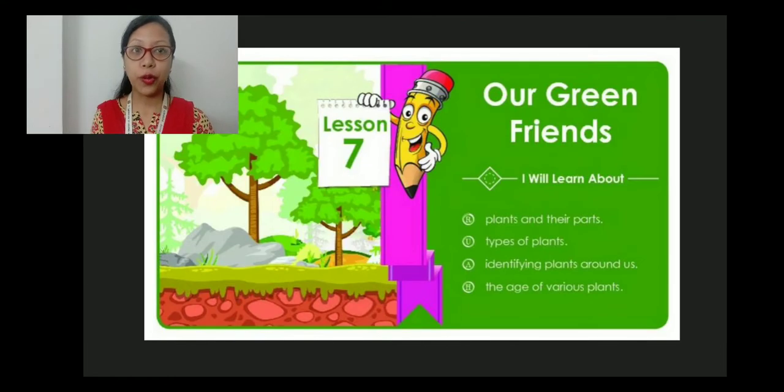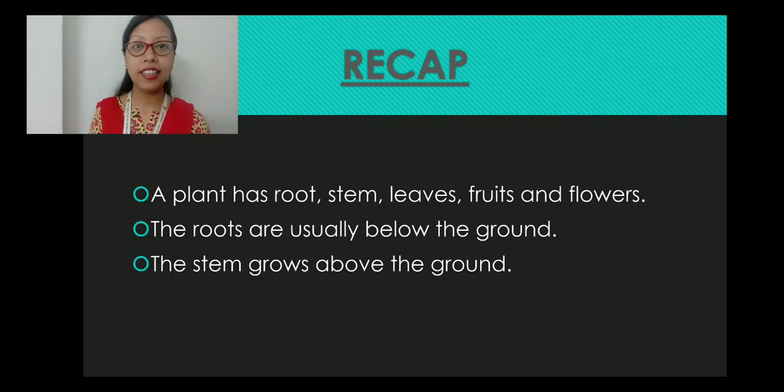So, as you know, we have started the new lesson, that is lesson number 7, Our Green Friends. In our previous class, we learned about the parts of plants. Let us do a quick recap of what we did in our last class.